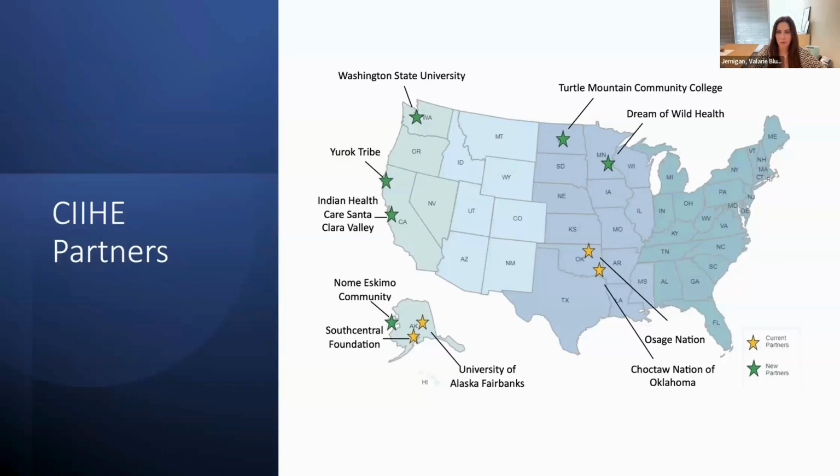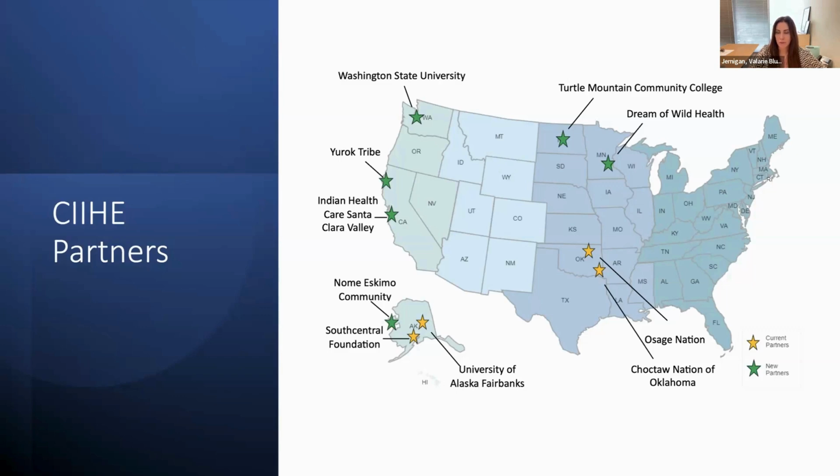This is a map that shows our partners. We started out with 4 partners, and you can see with the yellow stars, the partners that we started with included Osage Nation and Choctaw Nation of Oklahoma, and 2 partners in Alaska, South Central and University of Alaska Fairbanks. And we worked together for 2 years, and then we expanded our circle to include partners who had expressed interest in working with us, and were addressing food sovereignty initiatives and needs within their communities.